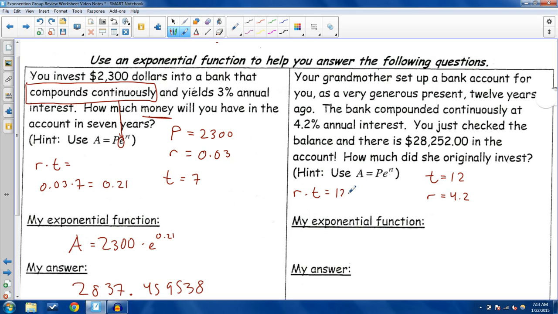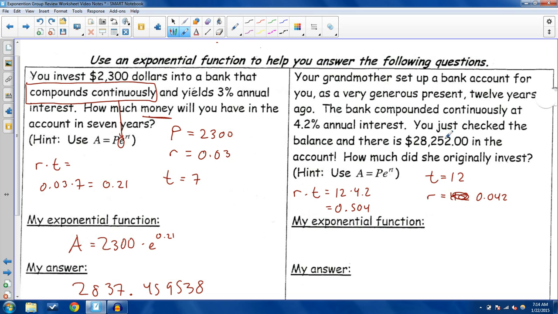r times t is 12 times 4.2. I think it's 50.4. So now you have interest 50.4%. Wait, I messed that up. 4.2% is not 4.2, it's 0.042. So 12 times 0.042 would be 0.504, which is 50.4%. There you go. I didn't want to raise it to such an extreme power.